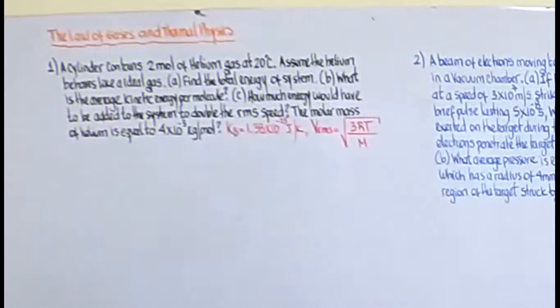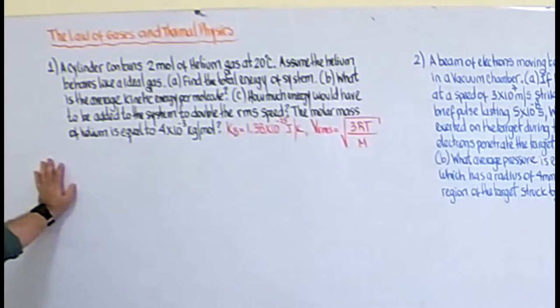Okay. In the first one, we have a cylinder that contains 2 moles of helium gas at 20 Celsius degrees, assuming the helium behaves like an ideal gas. And we have 3 questions. The first one, find the total energy of the system. The second one, what is the average kinetic energy per molecule? The third one, how much energy will have to be added to the system to double the RMS?